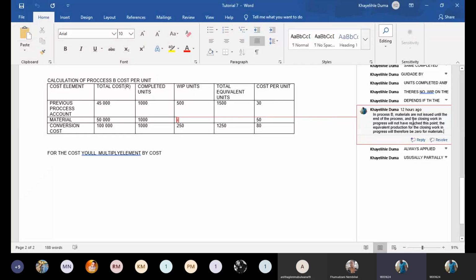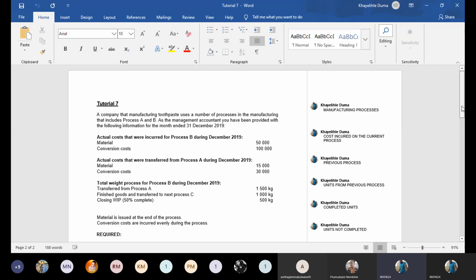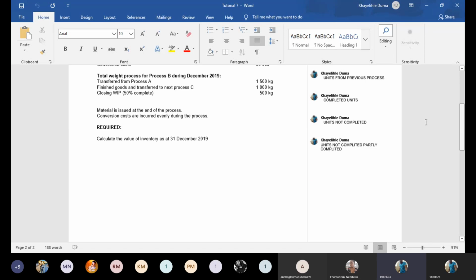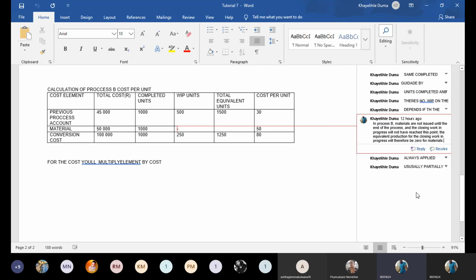In this case, they told you on this, let me go up. The information was saying that materials are added at the end of the process, right? And then this note is saying that if the material is added at the end of the process, then we are not going to have work in progress units at the end for materials. The reason being is why.